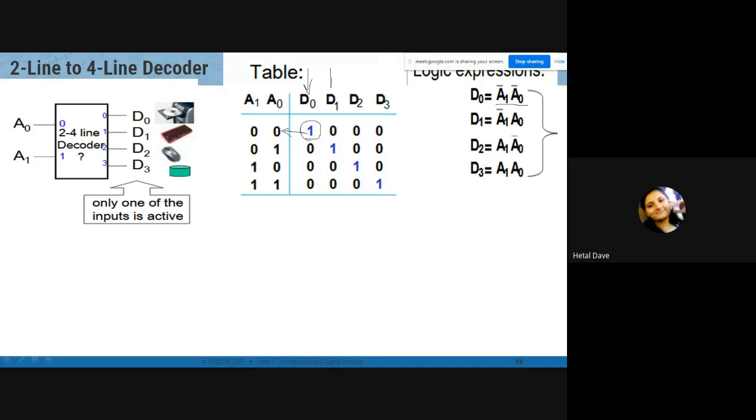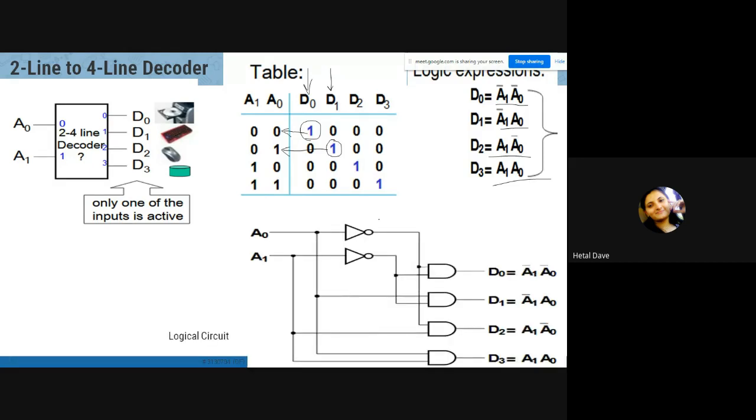Let's say I want to make the D1 equation. Here 1 is given in front of this one: A1 bar, A0. So this is the equation. Likewise for D2 and D3. Once you get the equations, then you need to draw the circuit. So how is the circuit drawn? A0 and A1, both inputs are taken. Here inverters are connected, so we get A0 bar and A1 bar.